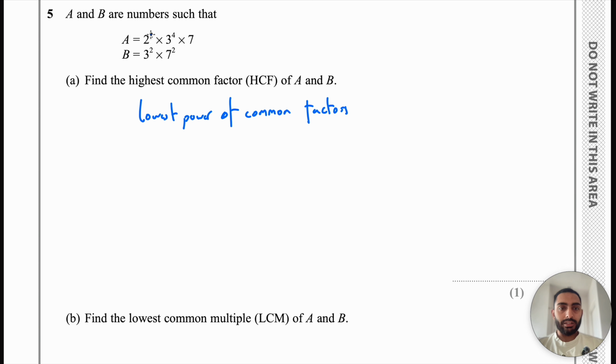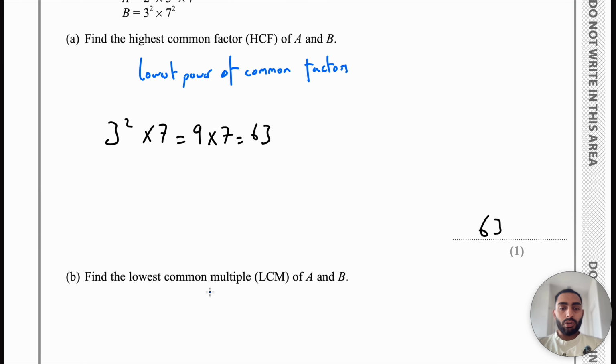So what are the common factors here? The 2's are common, but the 3's are common. So we can say the lowest power of the 3's is this 2. So we would write 3 squared first. This 7 is also common, and the lowest power of that is this 1 over here. So we would multiply that by 7. 3 squared is 9, and 9 times by 7 would be equal to 63. So the highest common factor of those two would be 63.